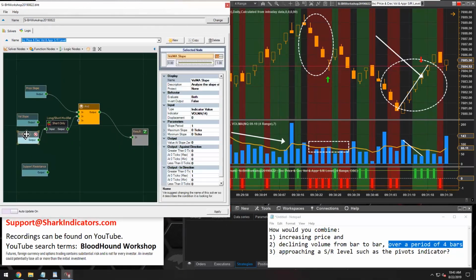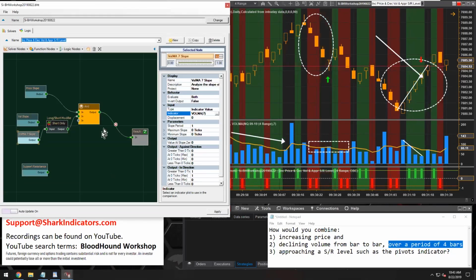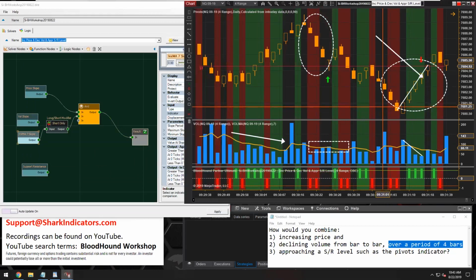And at the same time, I'm going to go into the volume MA, and let's put a 7 there so we know it's a 7 period. And let's go into the indicator, and we need to go into the volume MA inside of BloodHound and also change that to a 7 period volume MA. And let's take a look now. All right, yeah, there we go.